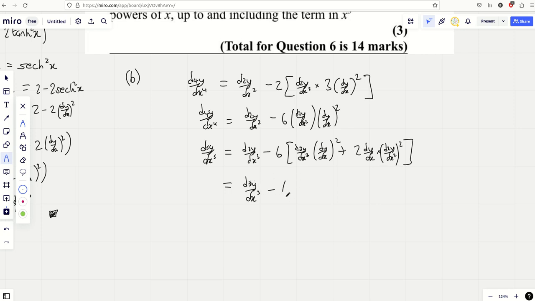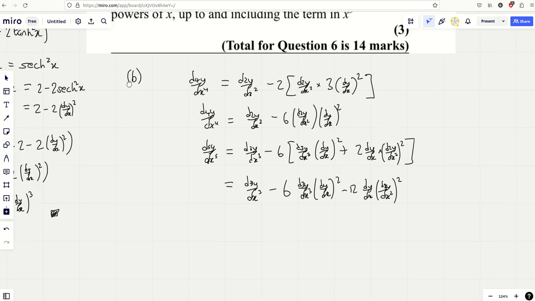minus 6 d3y by dx cubed dy by dx all squared plus minus 12 dy by dx d2y by dx squared. Let me just check my notes and make sure I've got that last one right. Okay, minus 12 dy by dx squared minus 6 d3y by dx squared dy by dx squared. Good. I just did it in a different order.